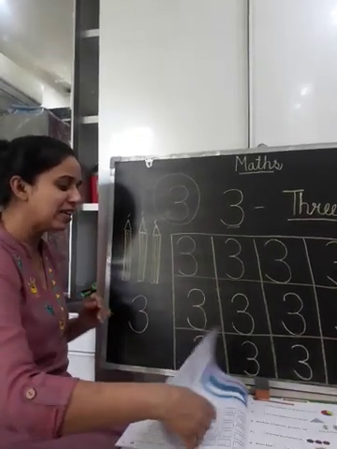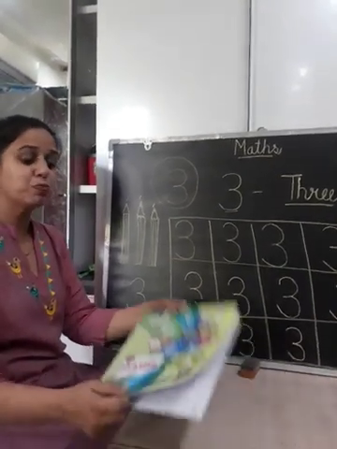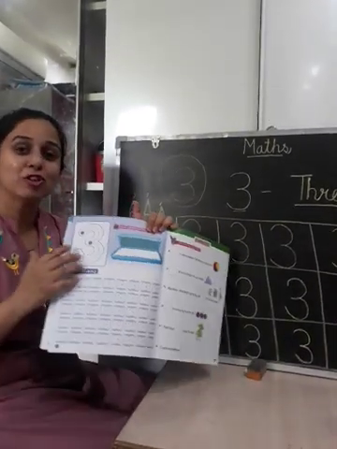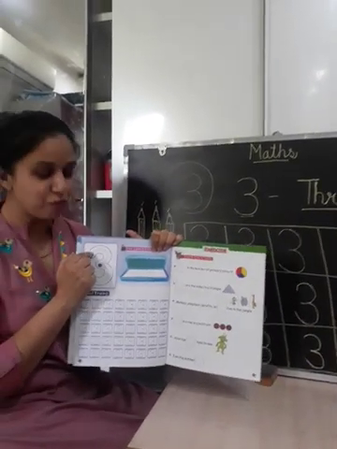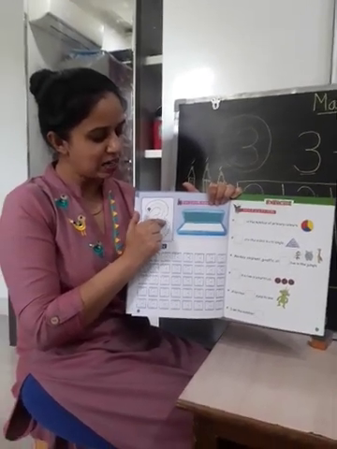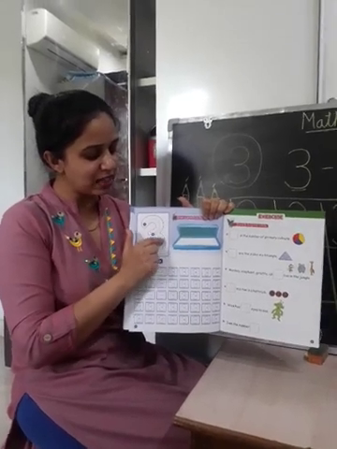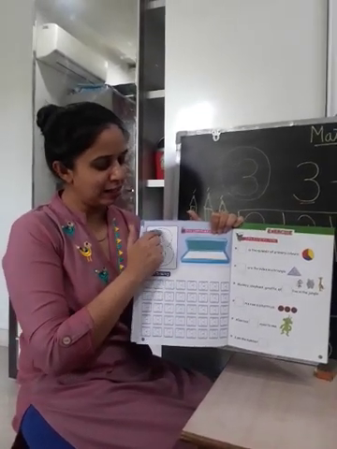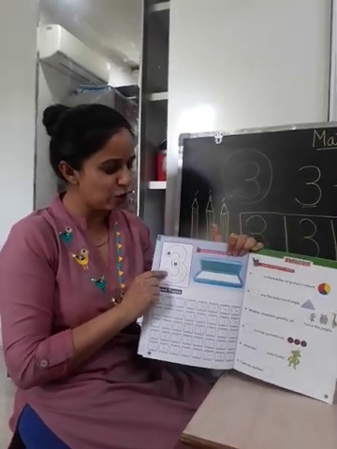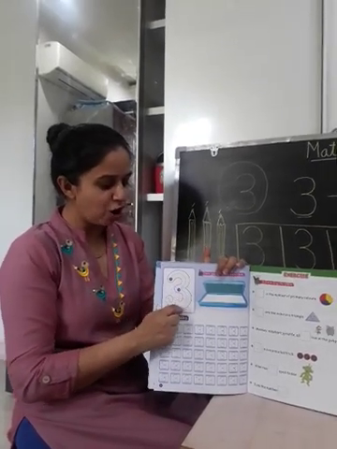Now you have to practice it in your maths workbook. This is your maths book, as you all know. Here is number 3. First of all, put your finger here, babies. Just move your finger. First curve, then the second curve. Like this. Then hold your pencil and trace these dots.